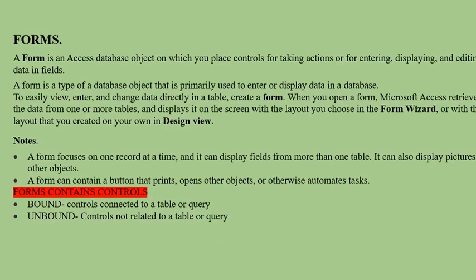Let's go straight to forms now. A form is an Access database object on which you place controls for taking actions or for entering, displaying, and editing data in a field. Note, a form focuses on one record at a time and it can display fields from more than one table. It can also display pictures and other objects. A form can contain a button that prints, opens other objects, or otherwise automates tasks.